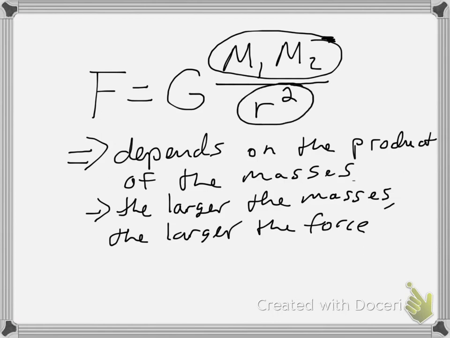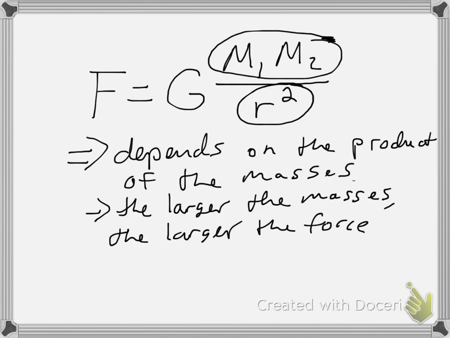Now, it also makes sense that the farther away they are from each other, the smaller that force is. So the Earth is going to experience a lot more force from the Sun than Pluto is. Pluto's much further than the Earth is, and so it doesn't feel as much force. So the farther and farther away you go, the less force you feel. And that's exactly what this equation is saying.